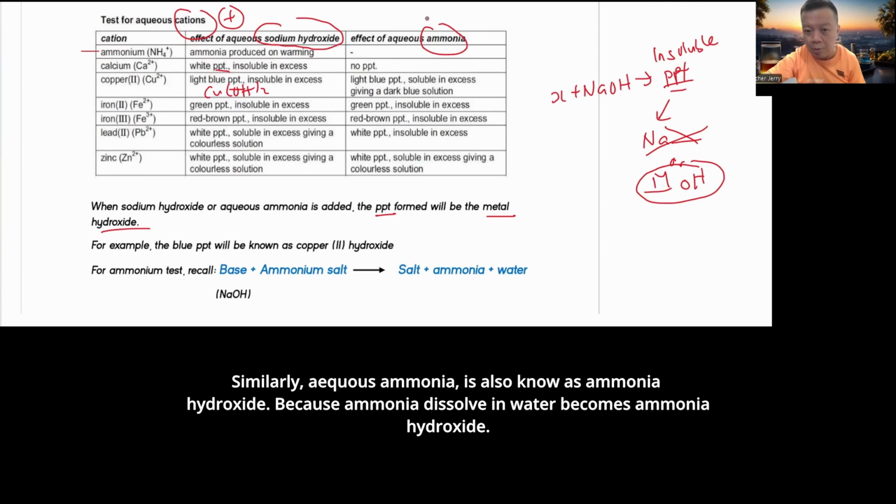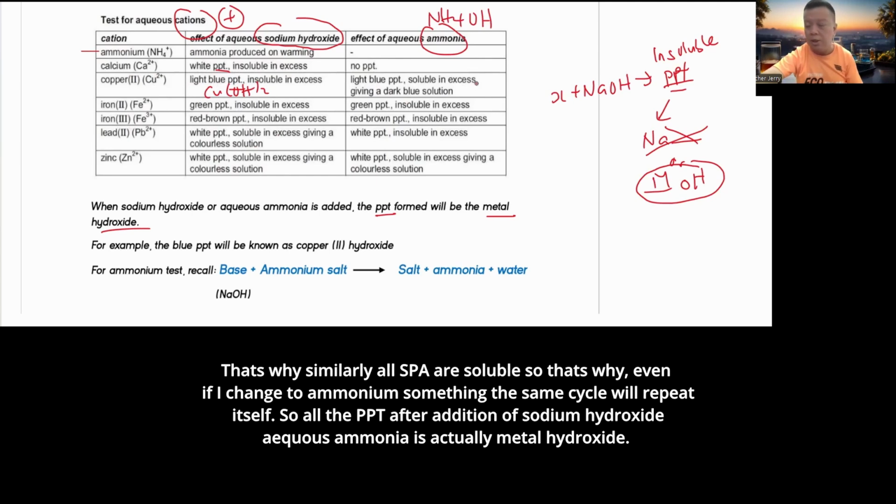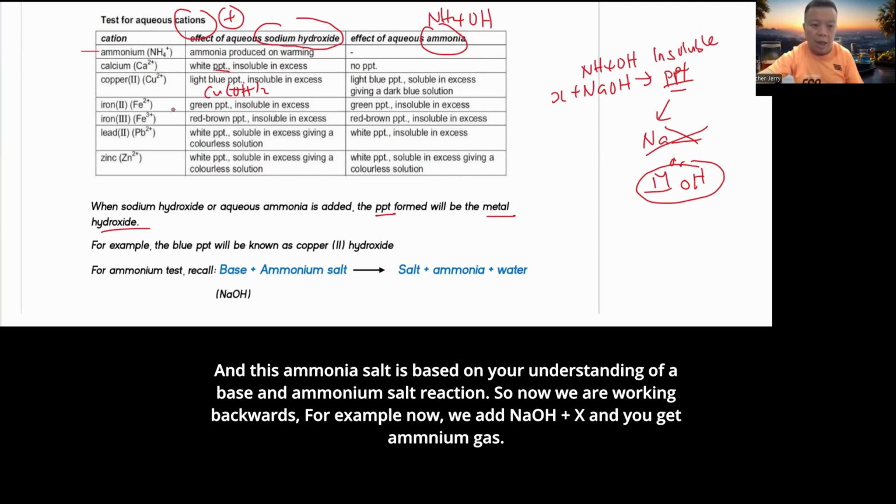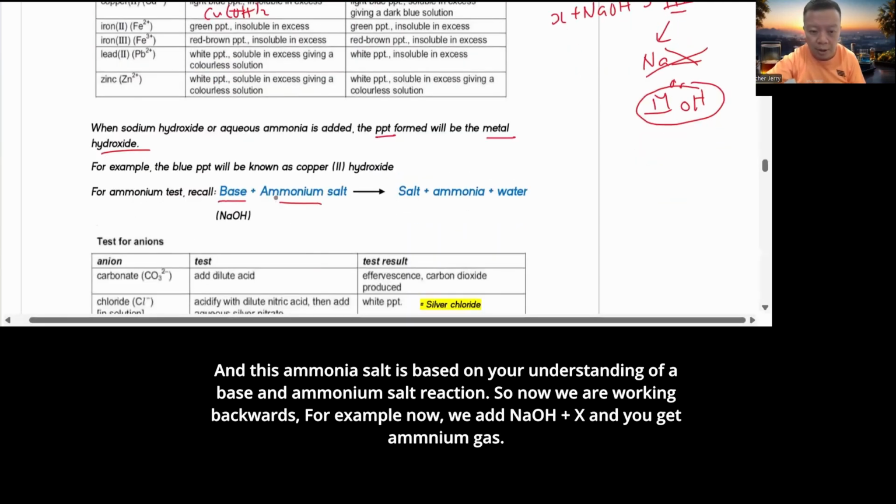Similarly, aqueous ammonia is also known as ammonium hydroxide, because when ammonia dissolves in water, it forms ammonium hydroxide. Similarly, all the sodium salts are soluble, so even though I change to ammonium something, the same cycle will repeat itself. So all the PPT after addition of sodium hydroxide or aqueous ammonia is actually the metal hydroxide. And the ammonium salt is based on understanding of the reaction between a base and an ammonium salt. So now we are working backwards, you see. For example, now we add NaOH to X, and we get ammonia gas.